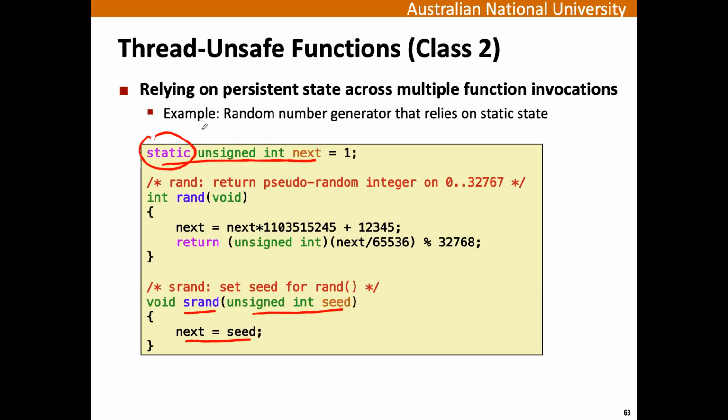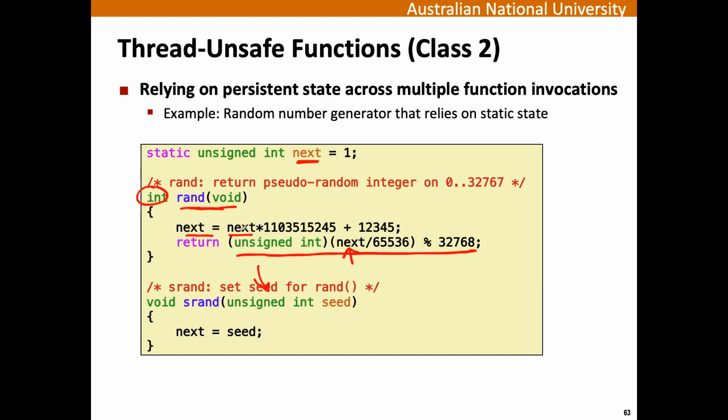And then it has a different meaning when you use it inside the function: the storage duration of that variable is static, meaning it will last for the duration of the program. So inside the rand function, the user first sets a seed, which sets next to something, and then the user calls rand to get a random number. The number it's returning is a function of next, and next is a function of its previous value.